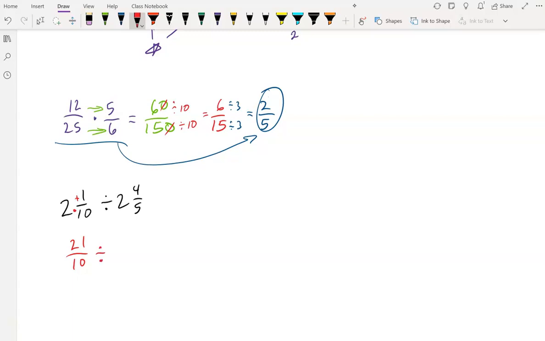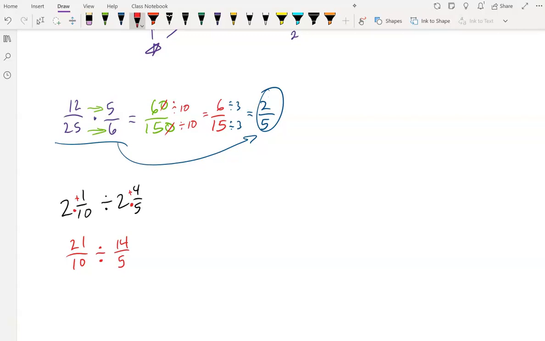Divided by, let's see, whole number 2 times denominator 5. 2 times 5 is 10, plus 4 is 14. 14, keep the denominator, 14/5. Now, we can't just divide straight across. It's not the same as multiplication.